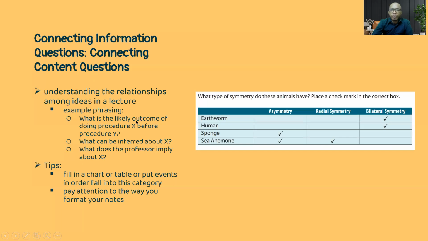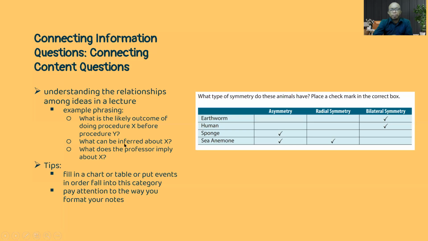So this type of question is usually the one with a chart or a table. It asks you to identify the relationships between information or ideas in a lecture. So here are some example wordings for this. What is the likely outcome of doing procedure X before procedure Y? Or what can be inferred about X? What does the professor imply about X?